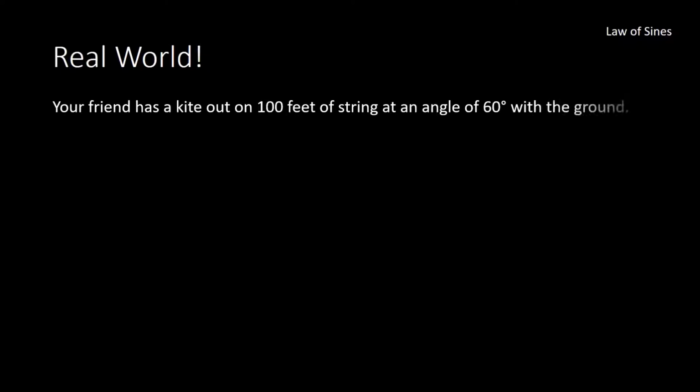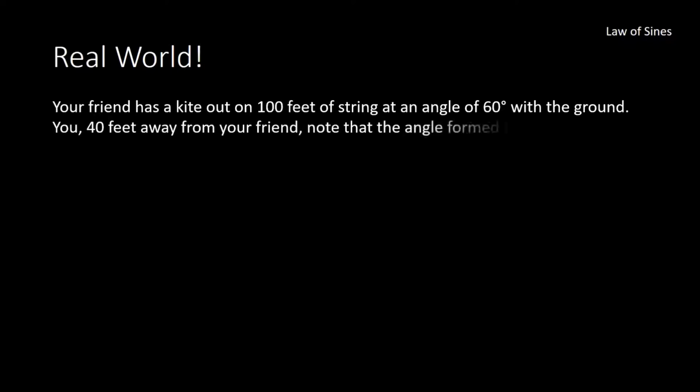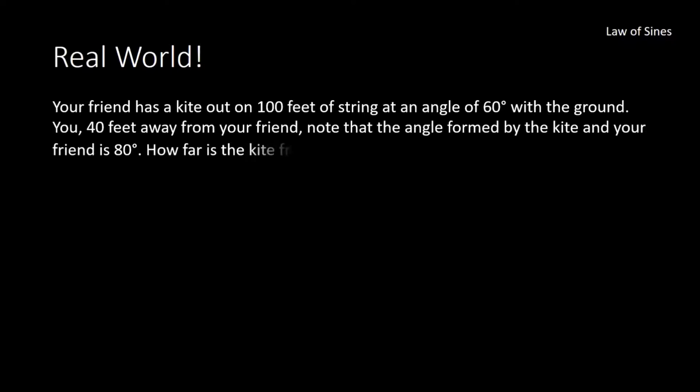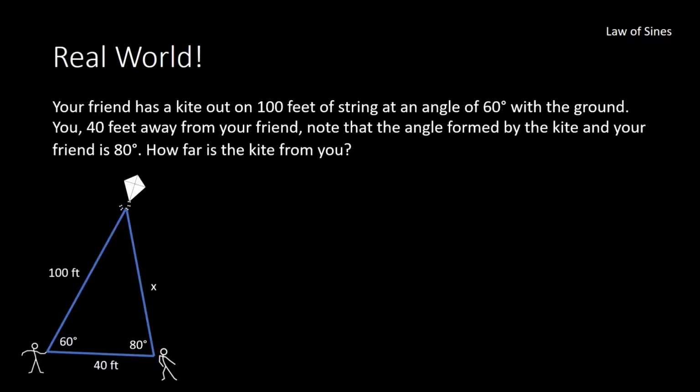Last thing, how can we apply the law of sines in the real world? Let's look at this example. Imagine your friend has a kite out on 100 feet of string at an angle of 60 degrees with the ground. You, 40 feet away from your friend, note that the angle formed by the kite and your friend is 80 degrees. How far is the kite from you? Here's what it looks like.